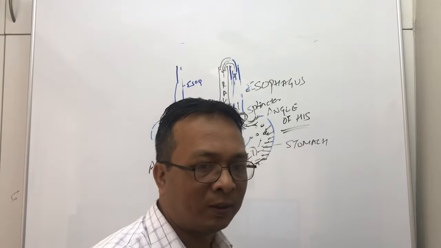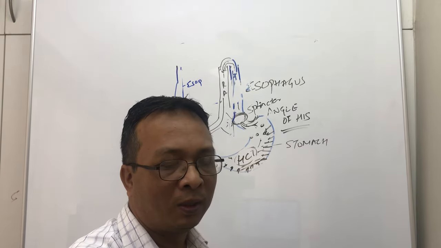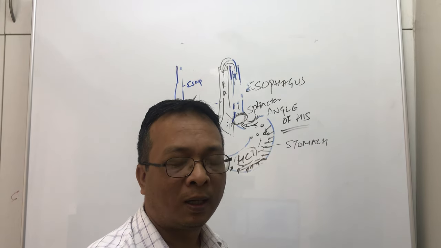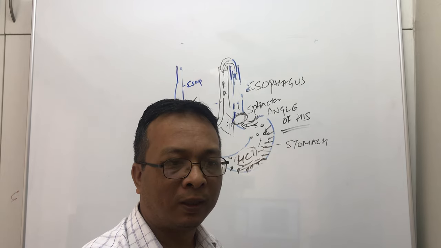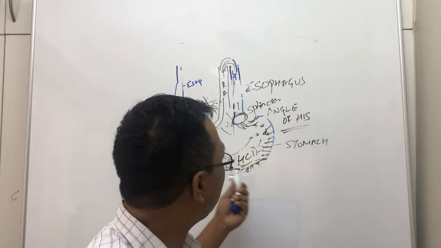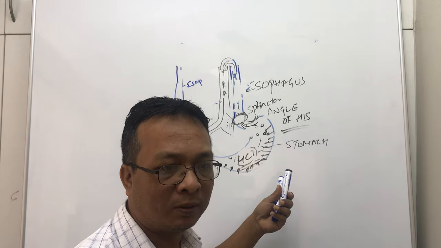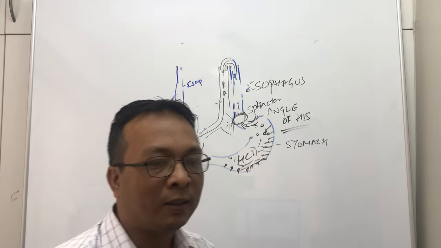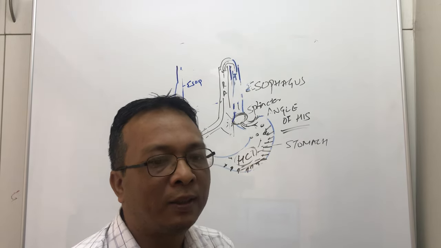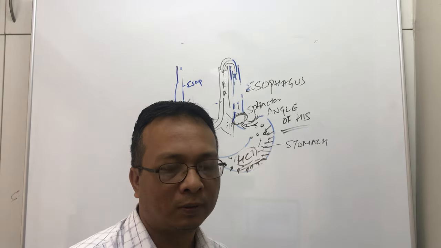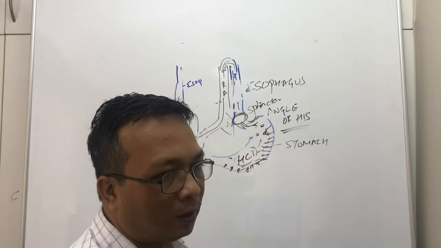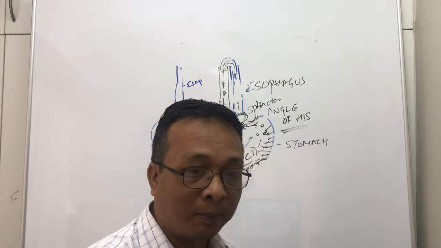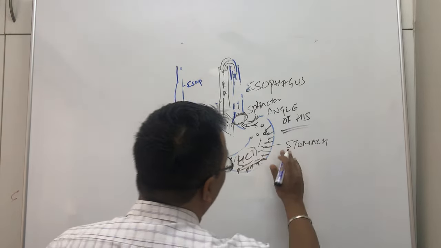In children, the repeated regurgitation can also damage their teeth. Most of the children having tooth deformity are because of this acid coming out of the stomach, coming to the mouth and damaging the whole portion of the tooth. That is also one problem, but not the main problem. The main problem is what is happening here.